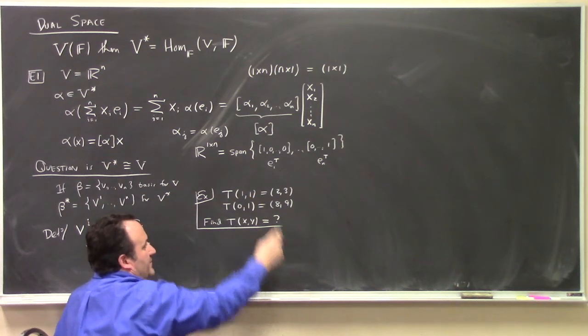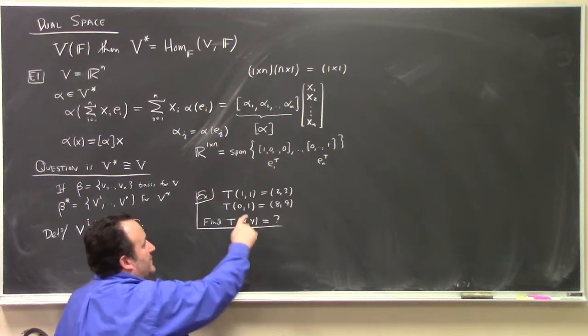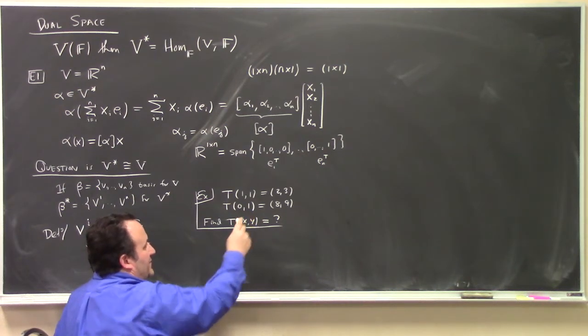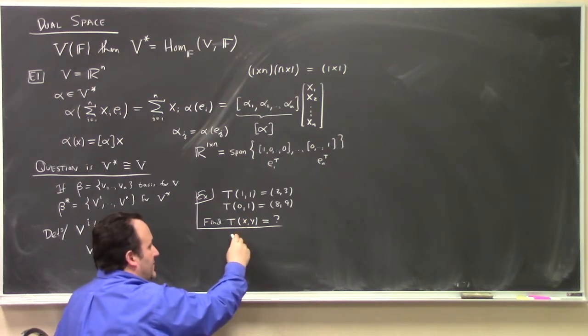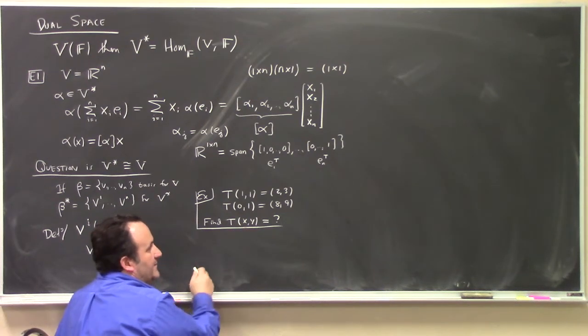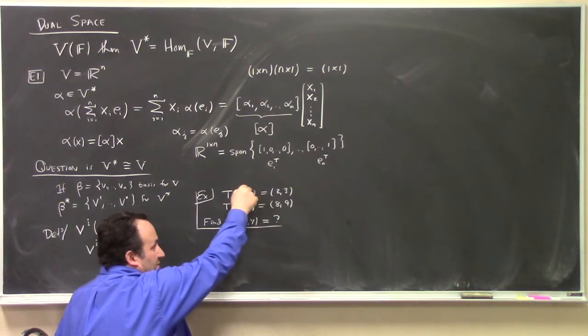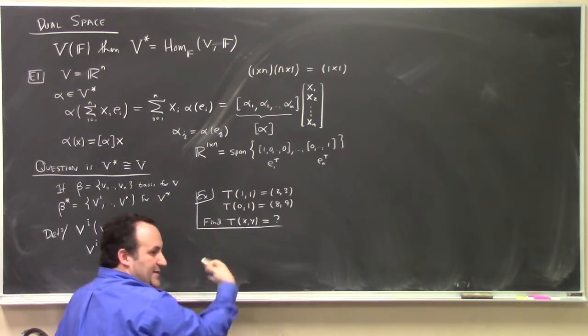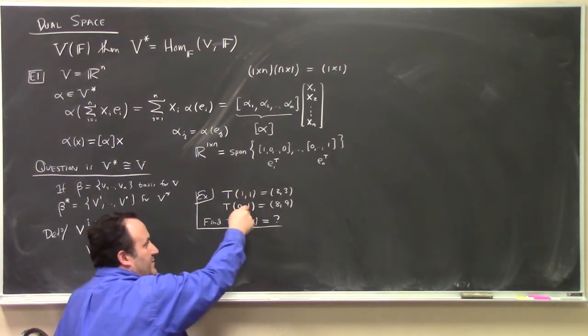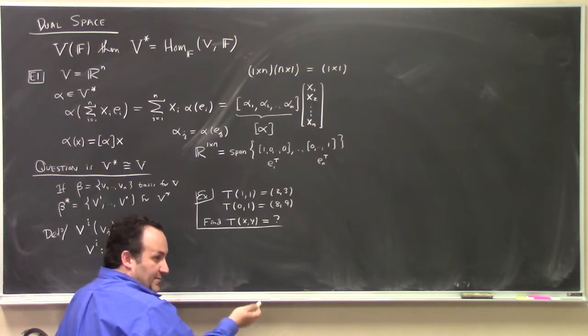No, it has to be a matrix. If this is linear, it has to be something of the form linear in x and y. The point is that this question makes sense because (1,1), (0,1) is a basis for R2.